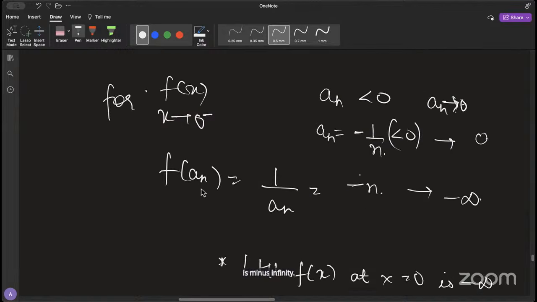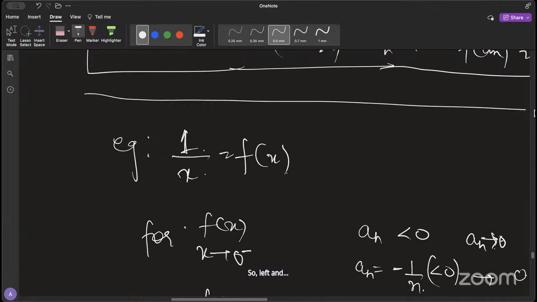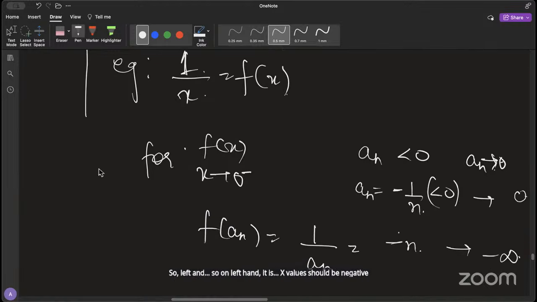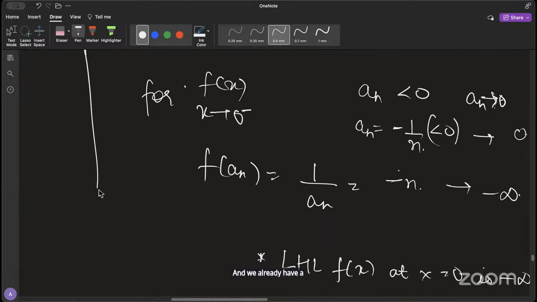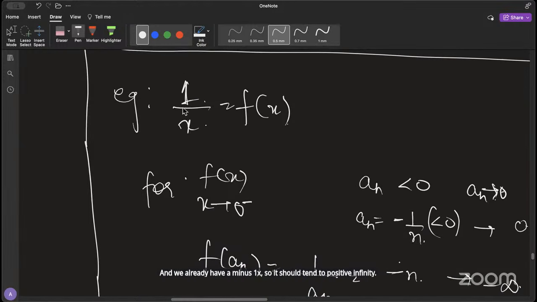Ma'am, I have a doubt. Yes. So left hand, then the x value should be negative. Yeah. And we already have a minus 1 by n. So it should tend to positive infinity. We don't have minus 1 by x. We have 1 by x, right?